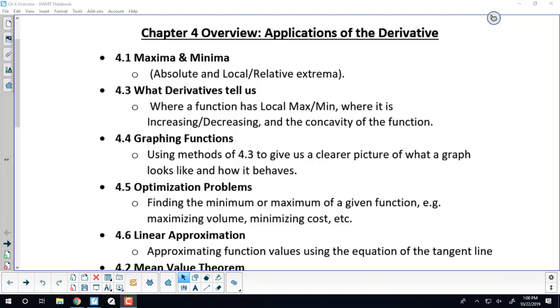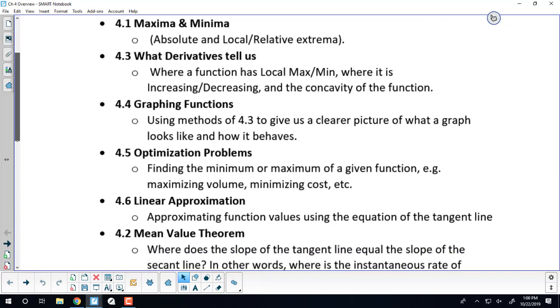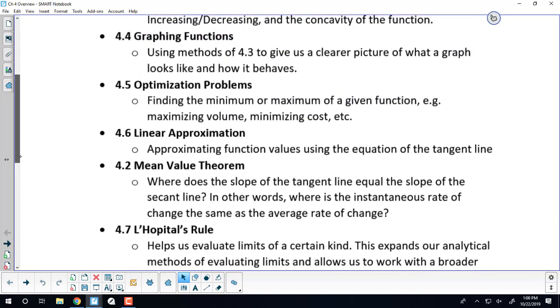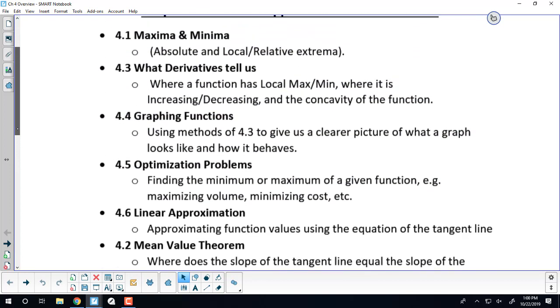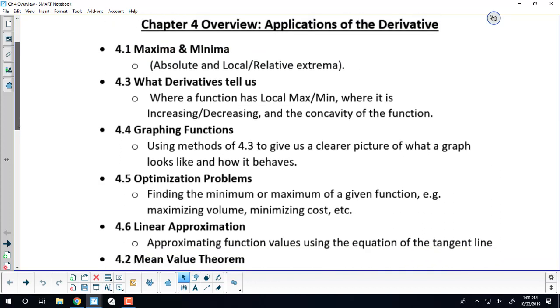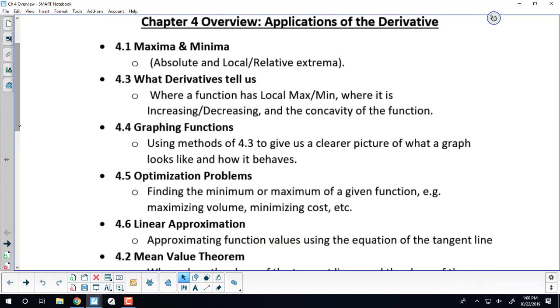We're going to start chapter 4, which is basically applications of the derivative. We'll see all but one here towards the end. I recognize that these are sort of out of order with 4.2, but really the only type of physical applications we have here is in 4.5. The others are like math applications.